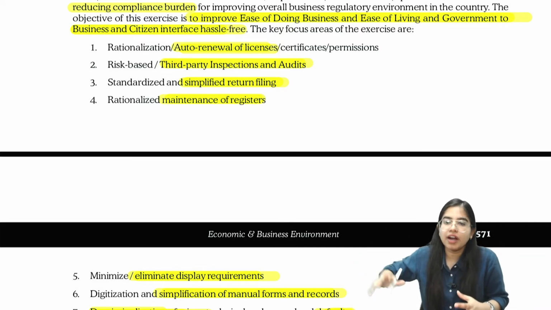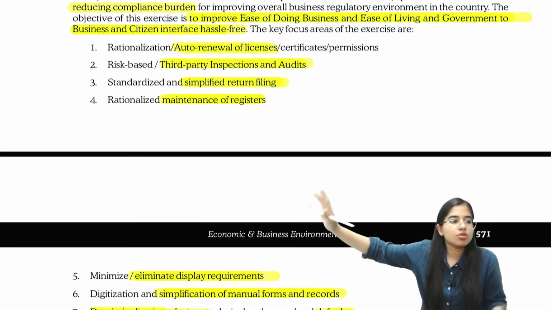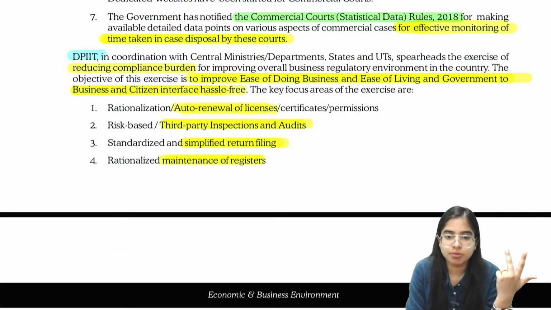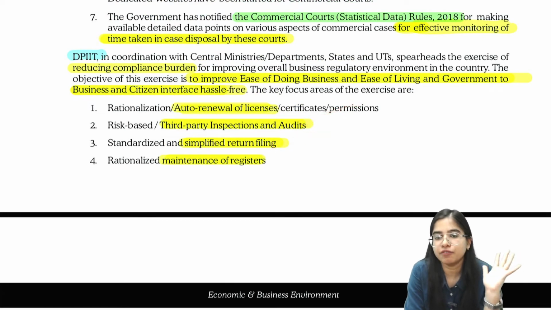So what did the government start? Third party audit. Third party means the government is saying CA, CS, you do the audit and report to me. So this will reduce the compliance burden. Third party audit. Simplified return filing, online return filing.